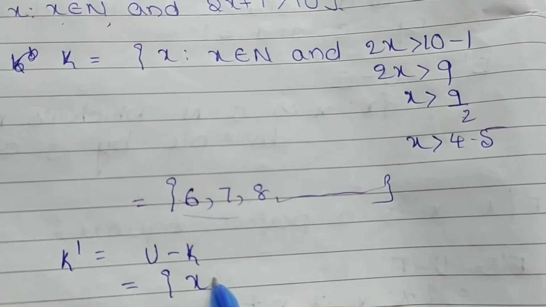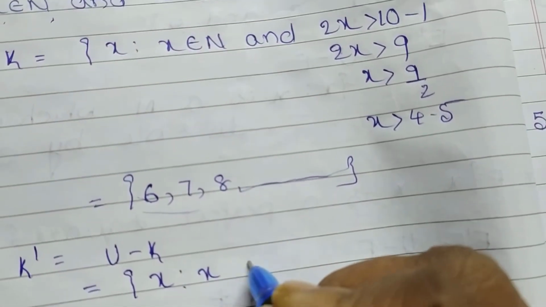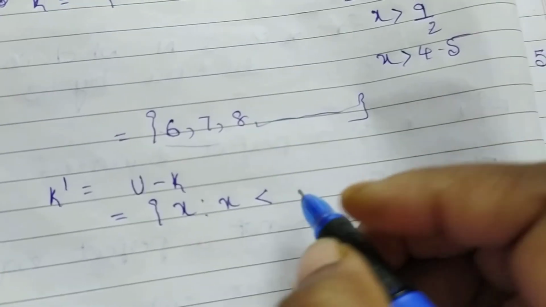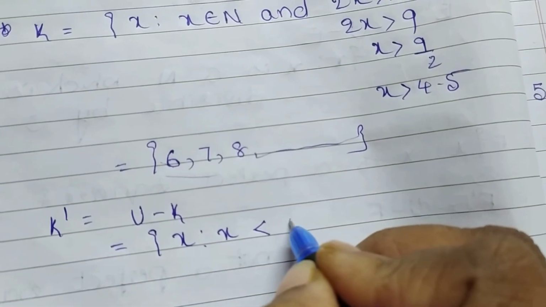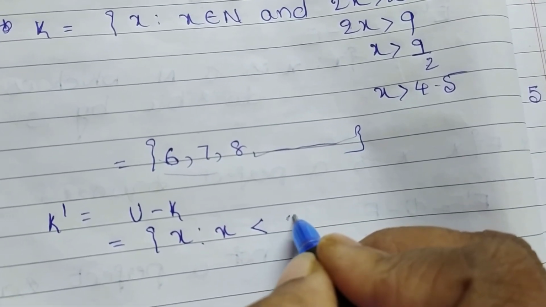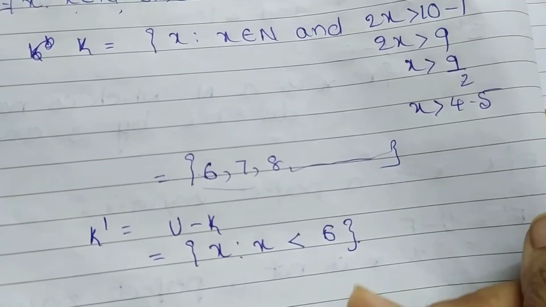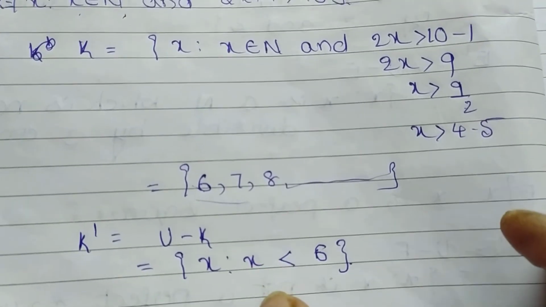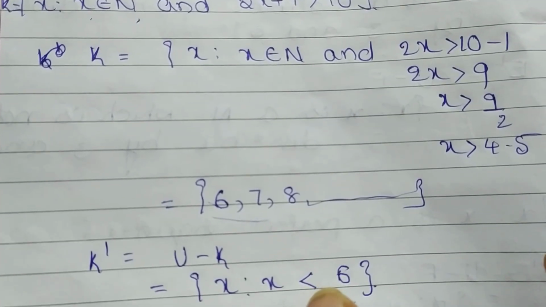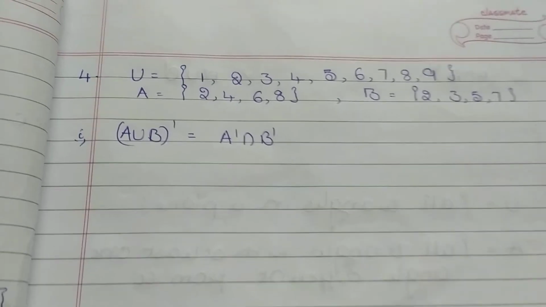So I can write it as x such that x is a natural number and x is less than 6. Like this I can write. So I will be getting the numbers as 1, 2, 3, 4, 5. Now coming to the next question.